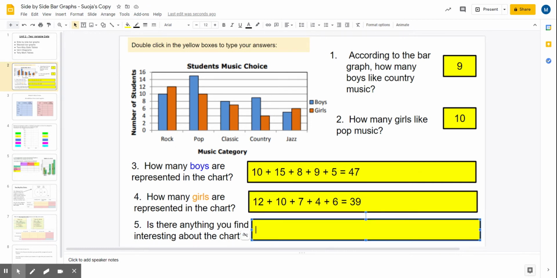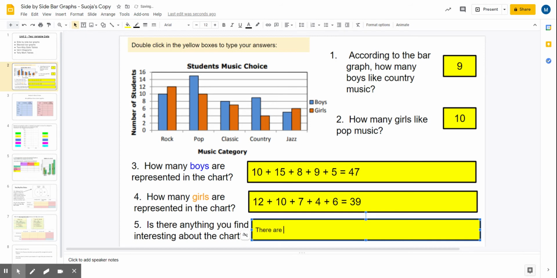All right, and is there anything you find interesting about the chart? So a couple of things that were pointed out in class. Maybe that there's a different number of boys and girls in the chart, which could make it seem a little strange. It could artificially make the boy columns look a little higher, I suppose. So that was kind of interesting. The chart itself starts at 0, and that's important. And the increments along the side are even, so that's important. I mean, everything about the chart is legitimate.